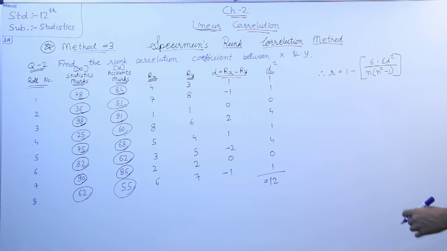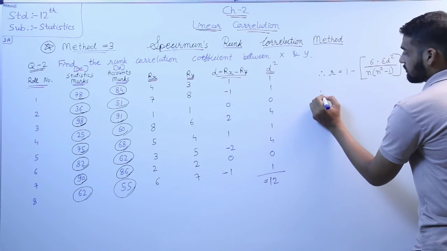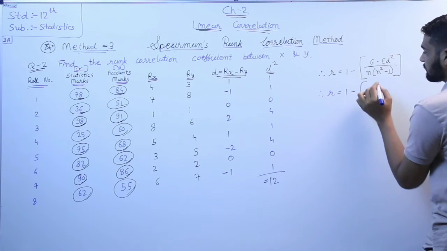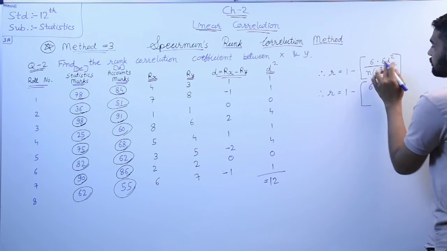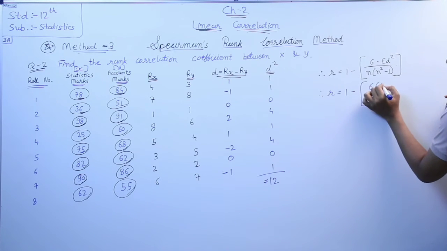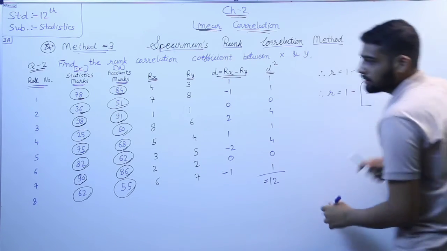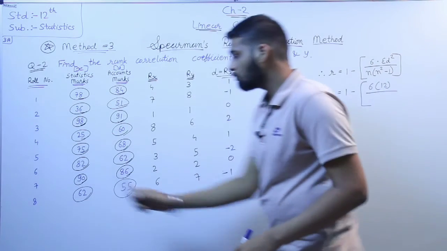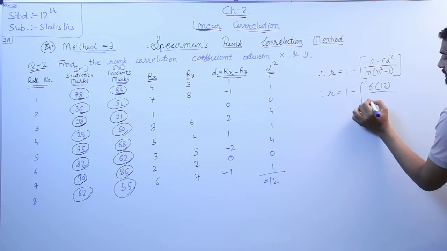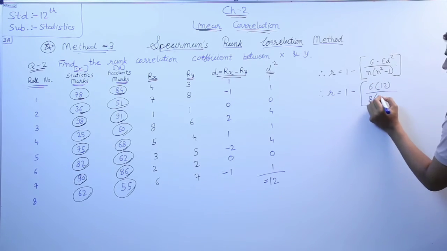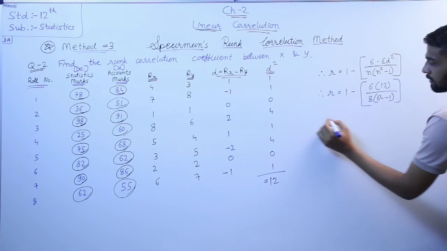Now we put this value in our formula. So r is equal to 1 minus 6 into sigma D square, which is 12, upon what is our N. Roll numbers 1 to 8, that means our n is equal to 8. Then n square, that means 8 whole square, that means 64, minus 1.